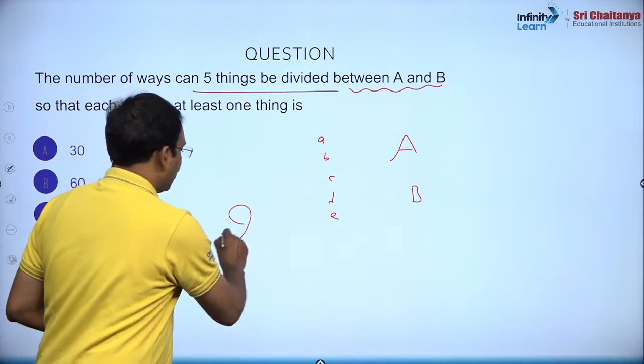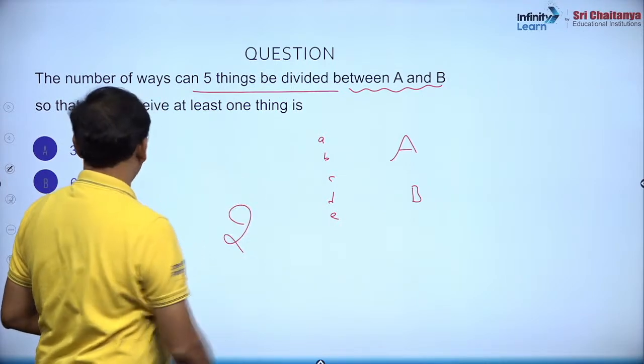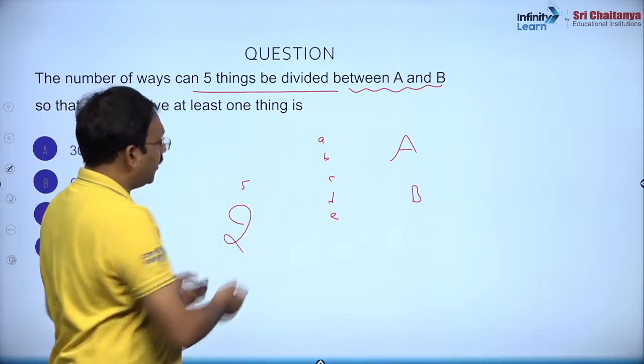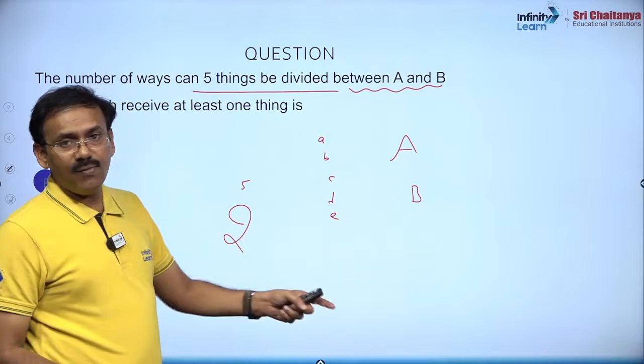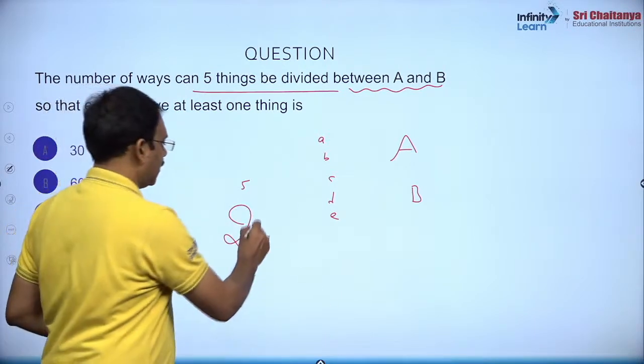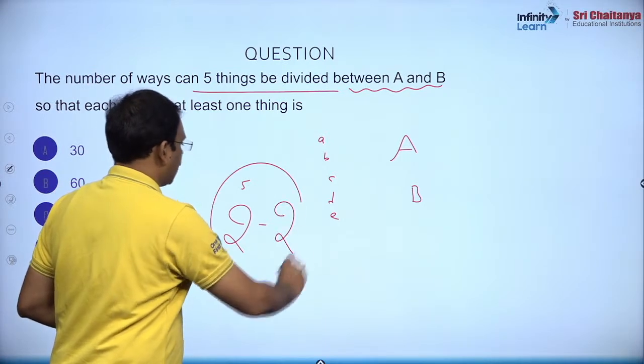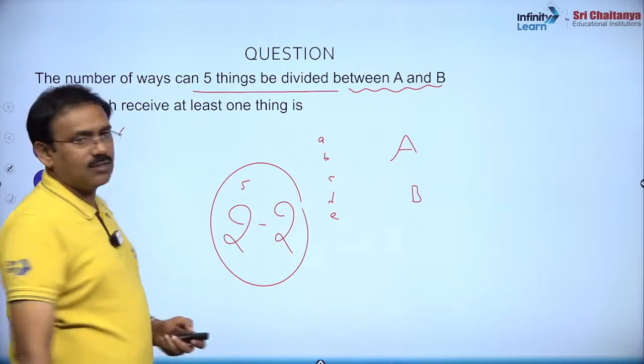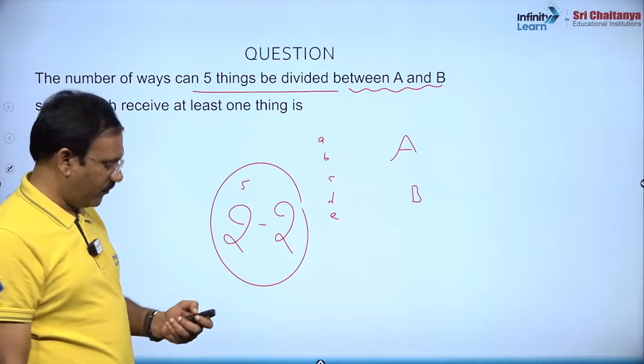You can write, my dear friends, 2 power 5, 32, minus, if all go to A, B won't receive anything, all go to B, A won't receive anything. These 2 things you have to subtract, so 30 is the answer. That is one important way.